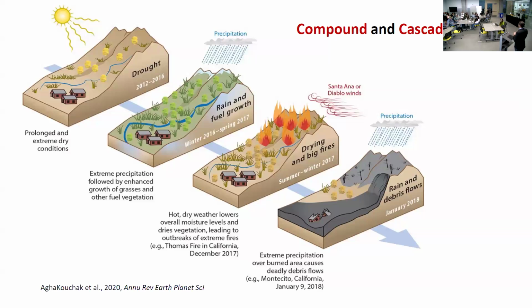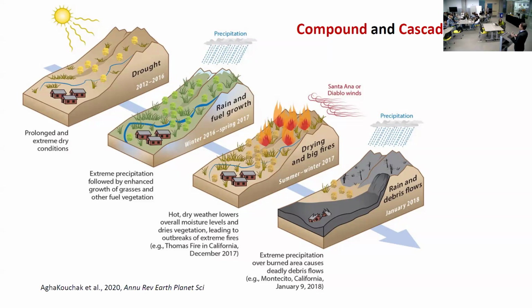What do I mean by compound and cascading hazards? Here are a series of events that happened in California. We had a 5-year drought that ended with a lot of rain. A lot of rain, obviously, is good news, but a lot of rain means vegetation growth, which is also good for the ecosystem, but vegetation is fuel for future fires. So in this specific set of events, after a lot of rain in winter, we had a very hot, dry summer. So the vegetation dries out, and all you need is ignition.